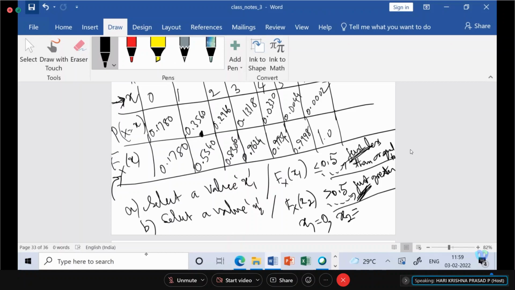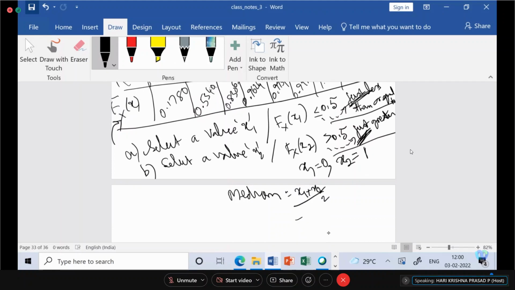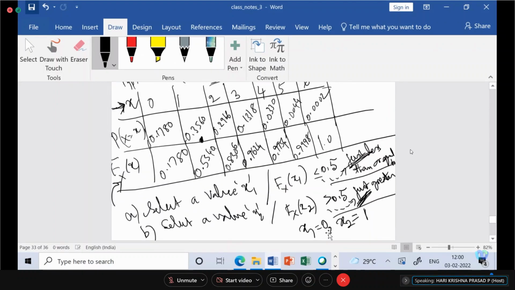So when x takes a value of 1 in the table, I am just moving the cursor. When x equal to 1, the distribution function value is just greater than 0.5. So x1 equal to 0, x2 equal to 1. Once we determine these two values, the median is computed using the formula: median equal to the average of these two values, x1 plus x2 whole divided by 2. So 0 plus 1 by 2, 0.5 is the median value for this discrete random variable. Any questions, please?